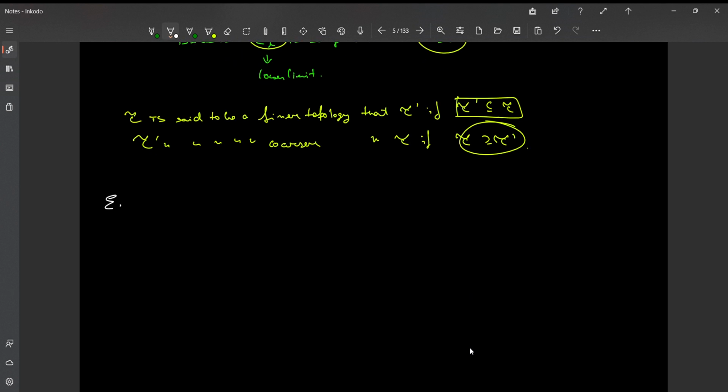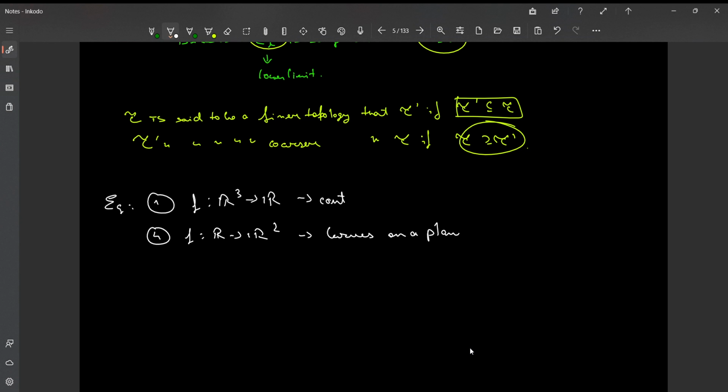So a few specific examples. Number one: suppose you consider a three variable real valued function, that is a mapping f from R3 to R. It's always continuous. A mapping f from R to R2, which denotes the curves on a plane. These are continuous mappings.